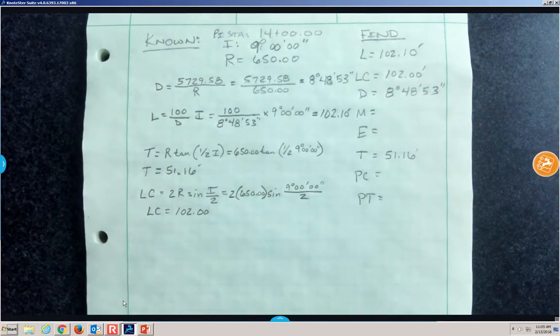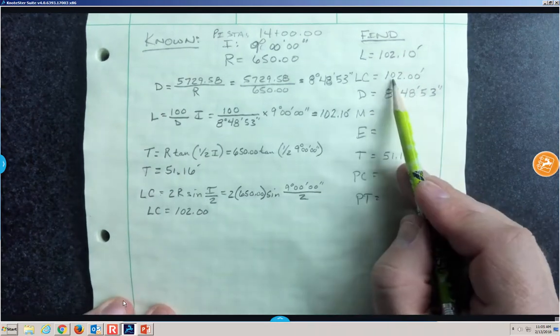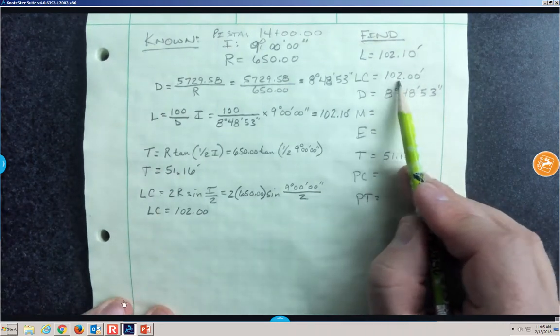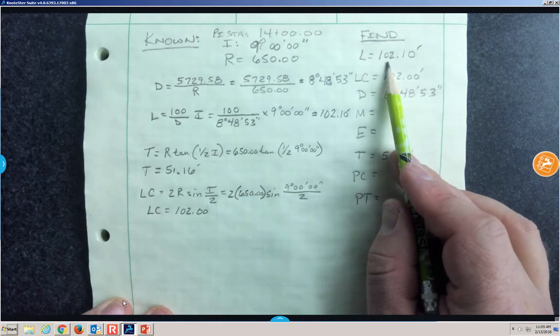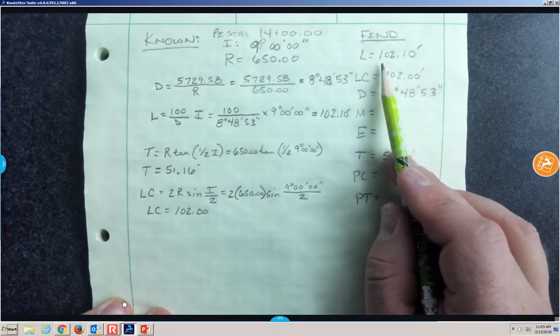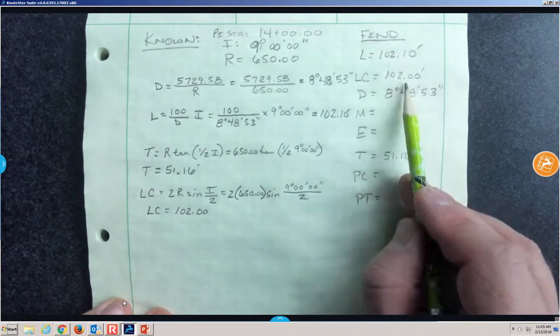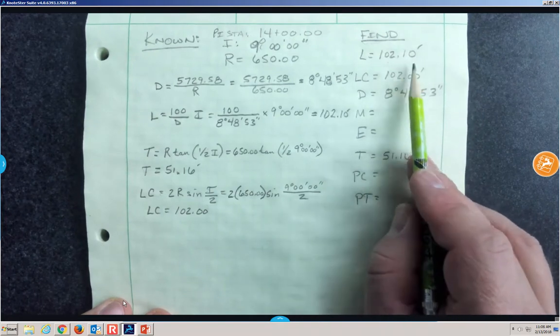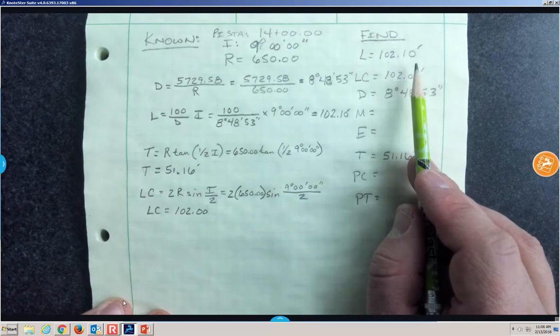Okay, so that's the distance from the PC to the PT on a straight line. This distance here is along the arc, the distance of the curve from the PC to the PT along the arc. So it's a pretty flat curve. It's only a tenth longer on the arc.